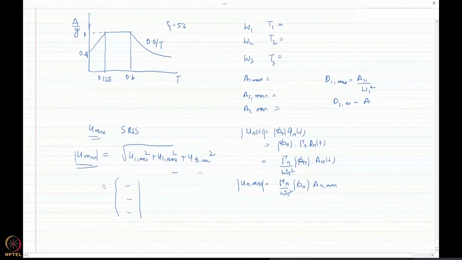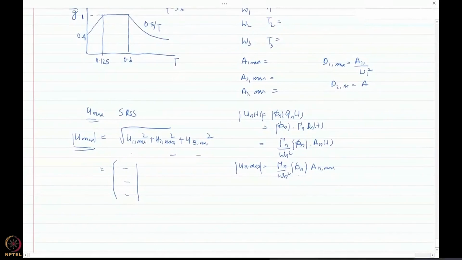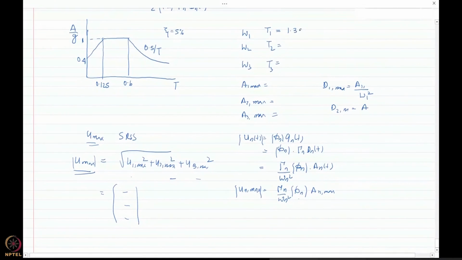T1 here comes out to be 1.39 second, right? Now, if T1 is known, let us look at where the T1 is. T1 is somewhere around here, right? So A max or A1 max would be basically 0.5 times 1.39, correct? And multiplied by g, if you want to write it in terms of units. So this would be 4.23 meter per second square.